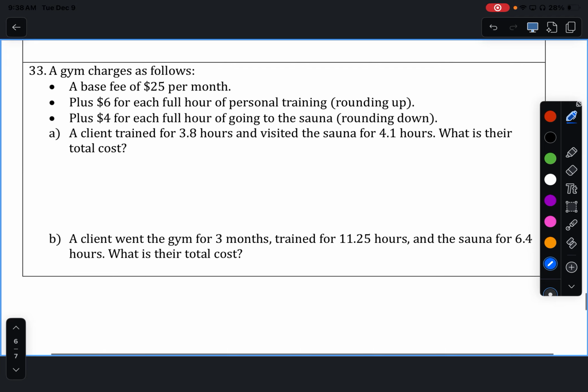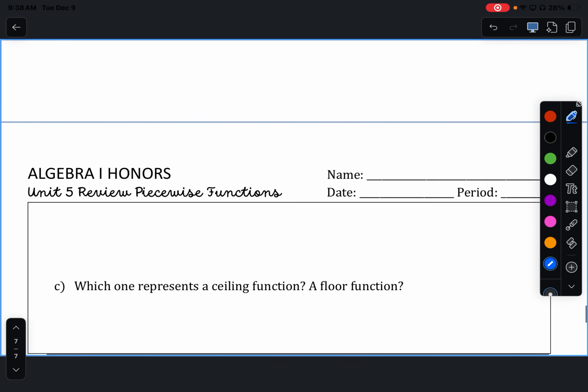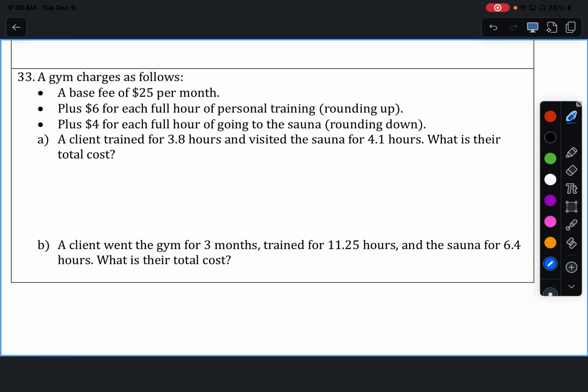Okay, for 33. Okay, before I do this one, I'm going to go ahead and talk about part C of this. It says which one represents a ceiling function and a floor function. So it says a base charge for $25 a month. Okay, then we have $6 for each full hour of personal training rounding up. If it's rounding up, would that be a ceiling or a floor? That would be a ceiling. Then it has plus $4 for each hour of going to the sauna rounding down. So that would make that a floor.